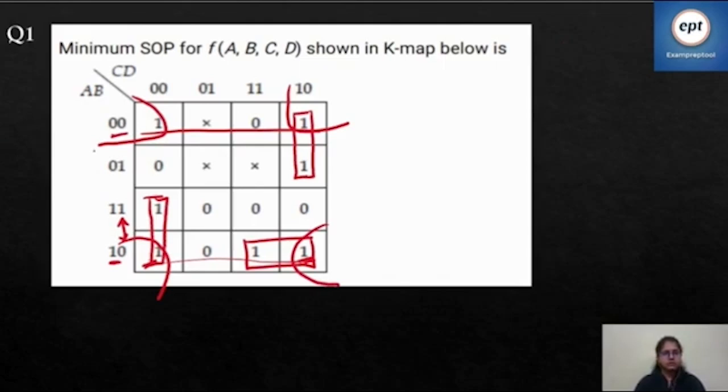Now let's see the pairs which we have drawn. And if you will see that, suppose, let me clear this.